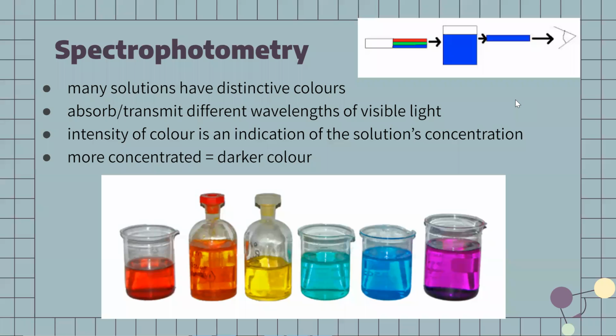Hello, everyone. This is going to be our video for part 2 of the Unit 3 notes, talking about spectrophotometry and the Beer-Lambert law. So spectrophotometry is used specifically because many solutions have very distinctive colors, and they're going to absorb and transmit different wavelengths of visible light.